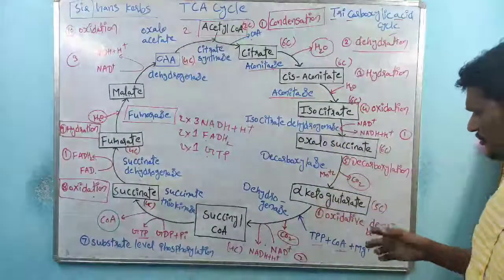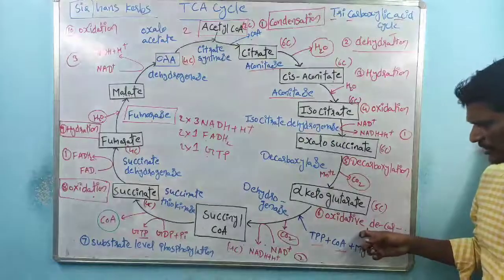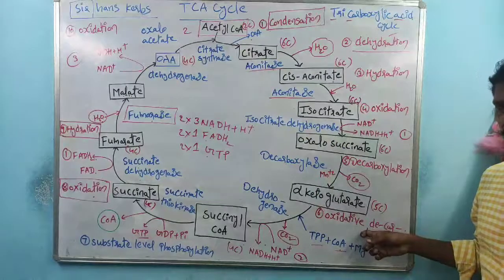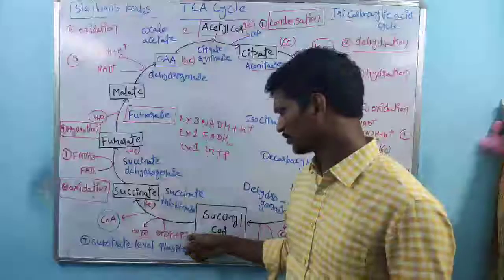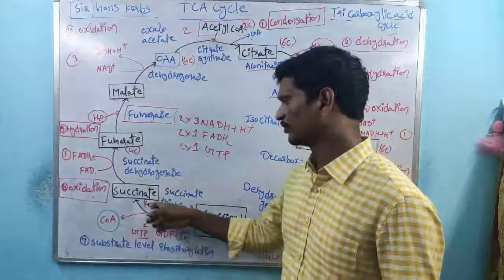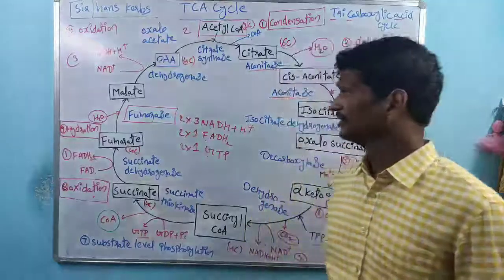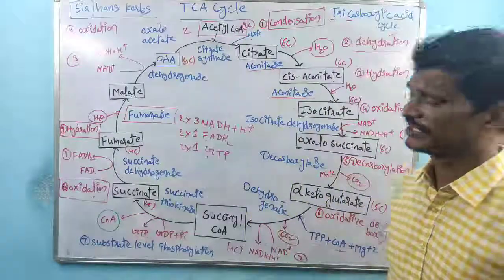Remember, in all these steps, the oxidative decarboxylation step is very important. Here the substrate level phosphorylation step is succinyl CoA to the succinate, right? See, that is about the TCA cycle.